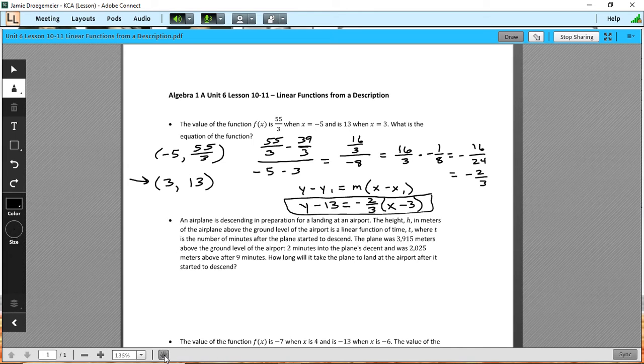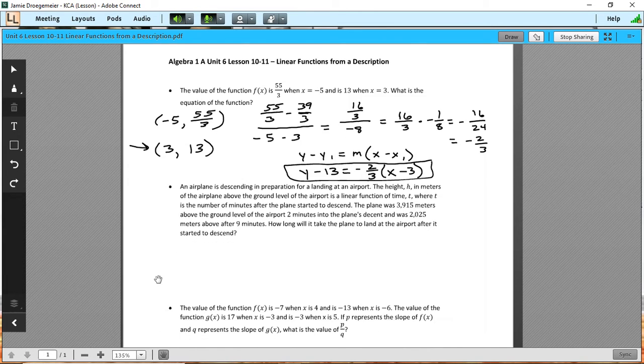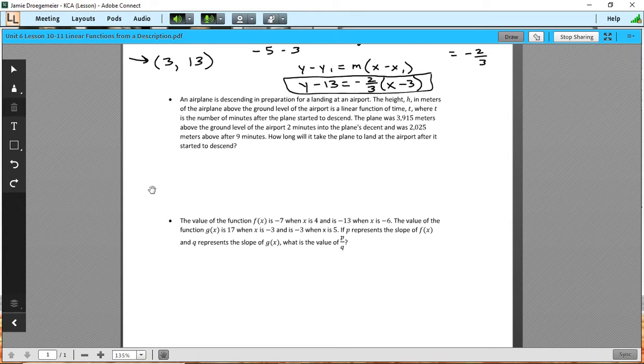Let's look at the next one here. It says an airplane is descending in preparation for a landing at an airport. The height h in meters of the airplane above the ground level of the airport is a linear function of time, where time is the number of minutes after the plane started to descend. So sometimes it's worth it to kind of draw a picture here. So I have my plane. Ooh, that's not a good plane. Neither is that, but you get the idea.